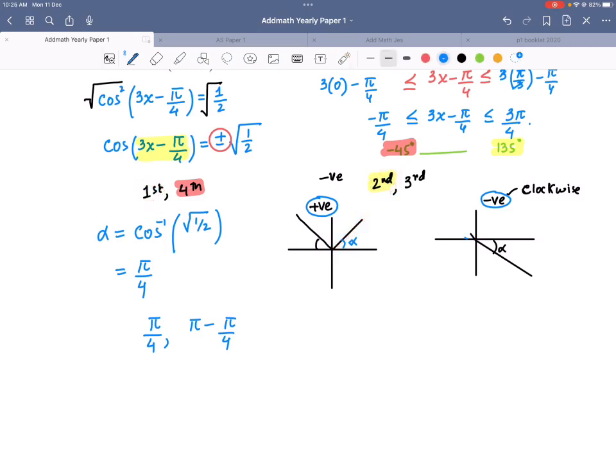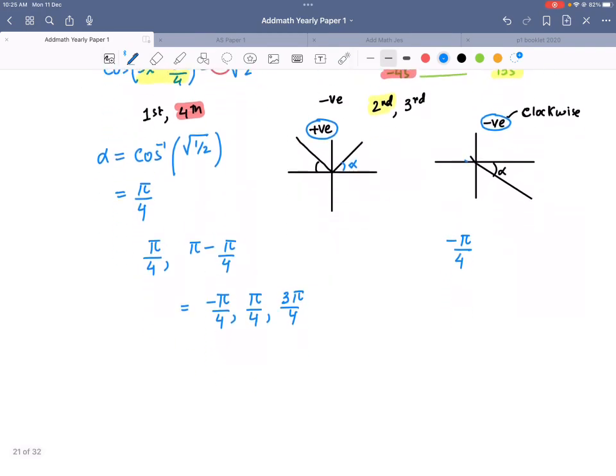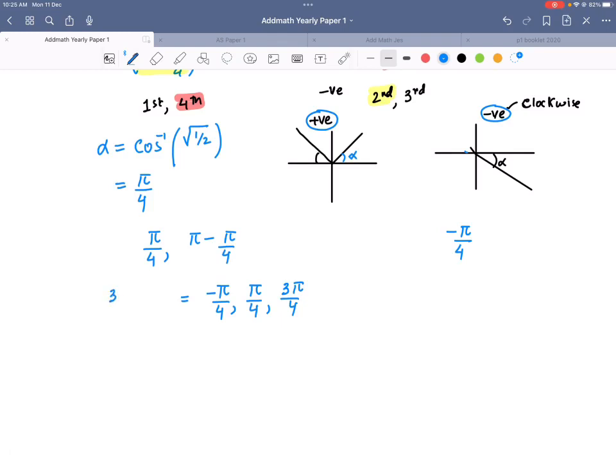After that, for negative movement, we can travel in this way as well, and that will be negative pi over 4. So for negative, it will be minus pi over 4. So the angles we are getting are minus pi over 4 for clockwise, pi over 4 for anti-clockwise, and pi minus pi over 4, which will be 3 pi over 4, right? And the angle given in the question is 3x minus pi over 4. So that is 3x minus pi over 4.